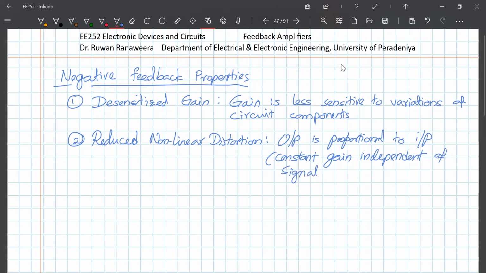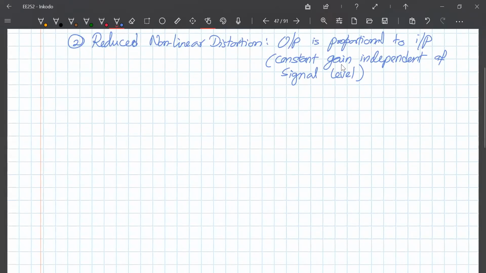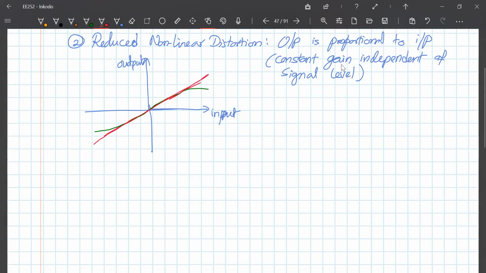So signal can be 0.1 millivolts or 10 millivolts, the gain will be the same. If you plot the input output characteristics, it may initially have been something like this. Instead of that, we now don't have non-linearity. It will be like this. So that's what we mean by reduced non-linearity.